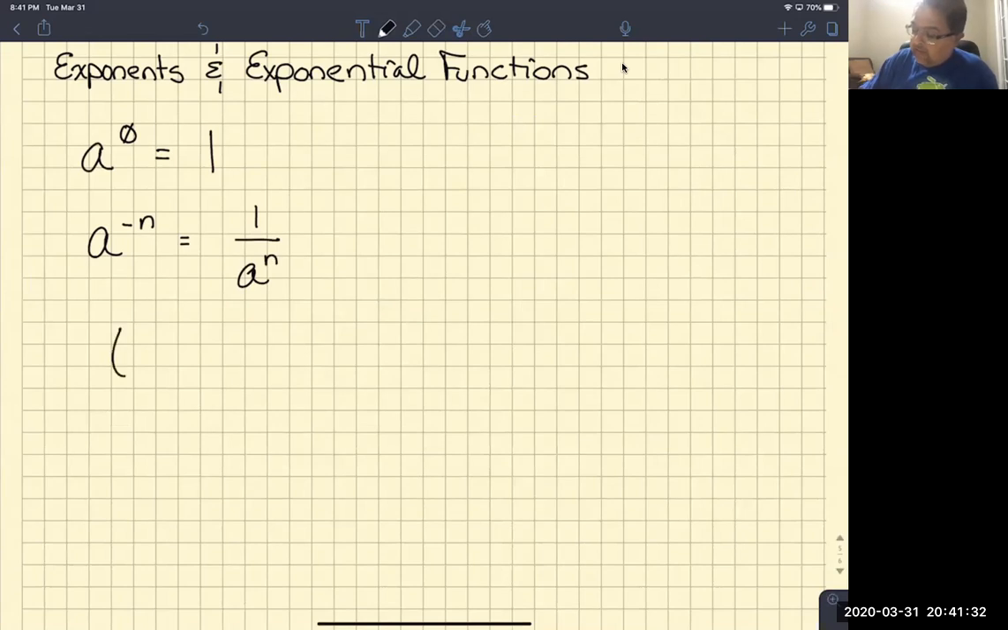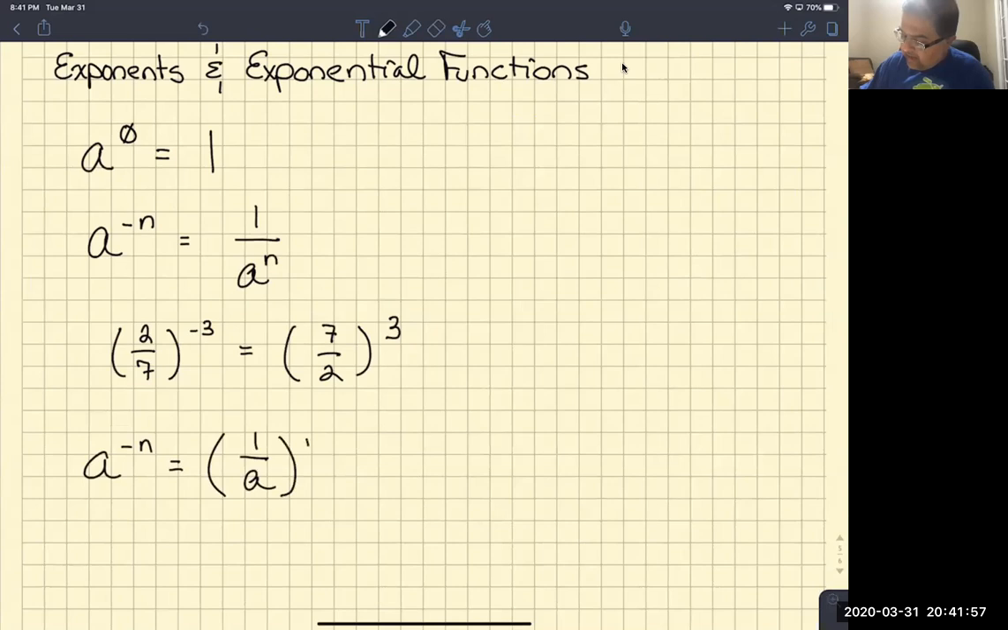So for example, 2/7 to the -3 is the same as 7/2 cubed. So whenever you have a negative exponent, to get rid of the negative, you can take the reciprocal of the base. So a to the -n, to get rid of the negative, we take the reciprocal of the base, which is 1 over a to the n, and then the power of the quotient says that this is 1 to the n over a to the n, which is 1 over a to the n, because 1 to any power is just 1.